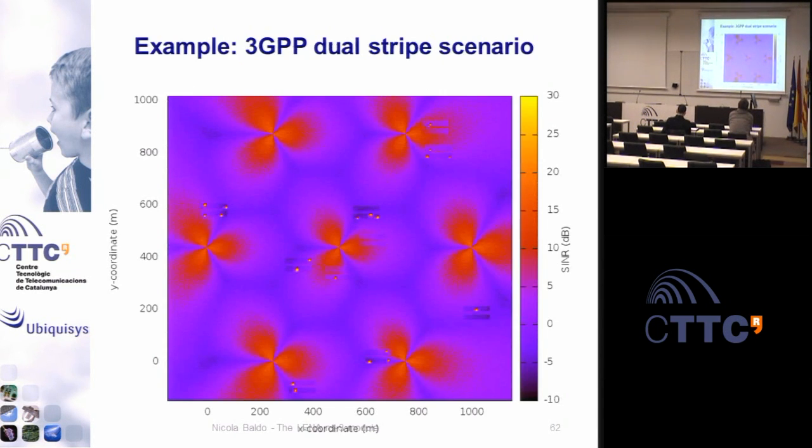Here is an example. Fortunately, I'm not sure you can see it very well from the projector, but I would call it the most important example program that we ship with the simulator. It's called the dual stripe scenario. This is a scenario with some macro cells and some femtocells, which is modeled after the 3GPP dual stripe scenario.